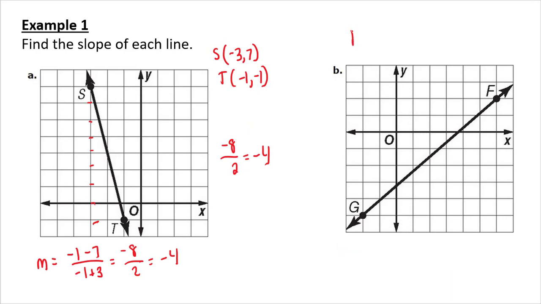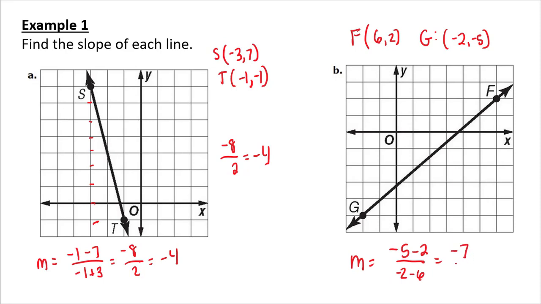Okay, point F is at 6,2. G is at -2, -5. So my slope is -5 minus 2 over -2 minus 6. Make sure you're doing y over x. So I have a -7 over a -8, 7/8.